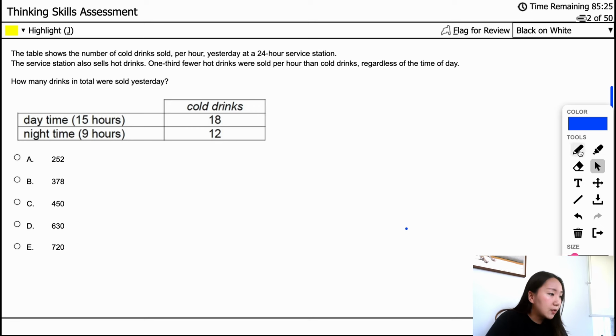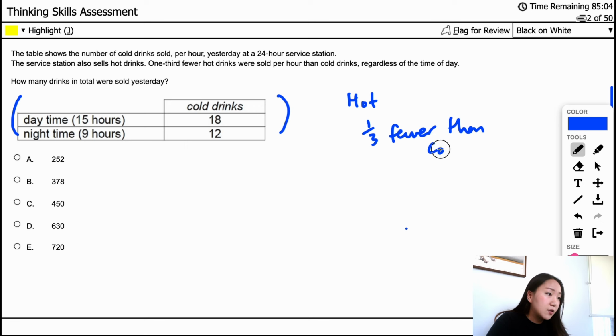Okay, so now we have number of cold drinks. The table shows the number of cold drinks sold per hour at a 24-hour service station. The service station also sells hot drinks, and 1/3 fewer hot drinks were sold per hour than cold drinks. So 1/3 fewer than cold, regardless of time of day. How many drinks in total were sold yesterday? So the total will be cold plus hot.